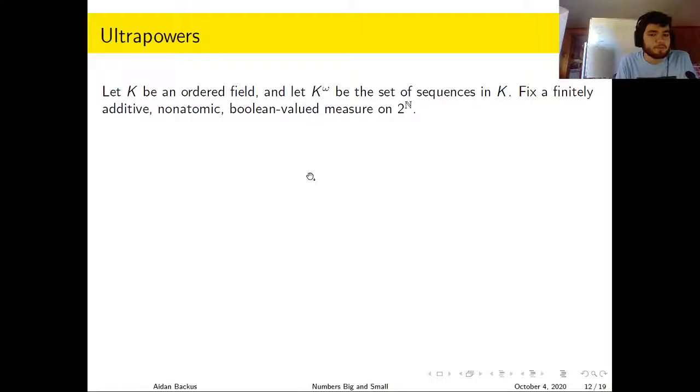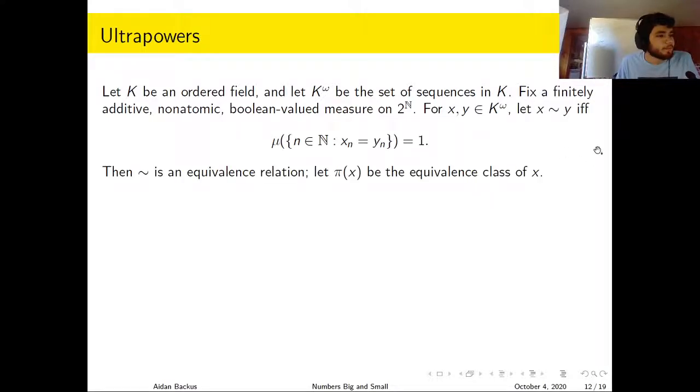Okay, so let's say we have an ordered field K. Let K to the omega be the set of sequences in K. So these are infinitely long lists of elements in K, which are numbers that have order, multiplication, addition, 0 and 1. And we're looking at sequences in K, and we have a finitely additive, non-atomic, Boolean valued measure on the natural numbers. By the way, such a thing is usually called an ultrafilter on the natural numbers. So mu is our ultrafilter on the natural numbers.